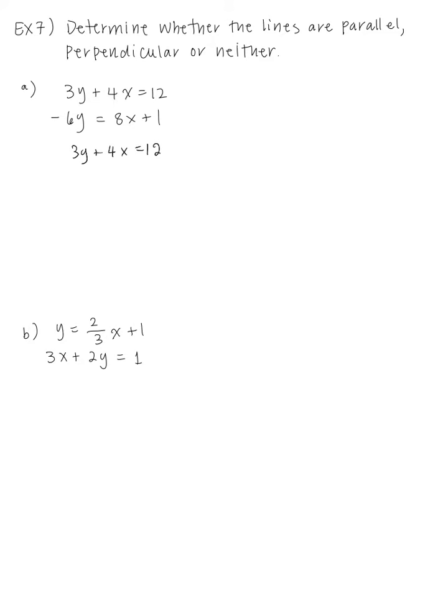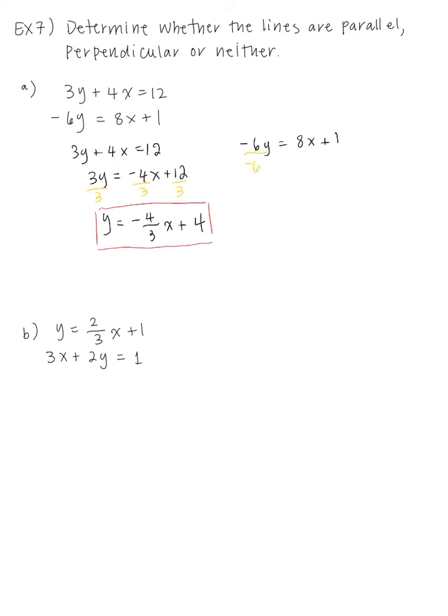How do I do it? Subtract 4x from both sides, and you're going to have 3y equals negative 4x plus 12. Then divide by 3. What we get is y equals negative 4/3 x plus 4. Let me box that because I need this equation. Now let's take a look at the second equation: negative 6y equals 8x plus 1. Dividing each term by negative 6, what do we get?